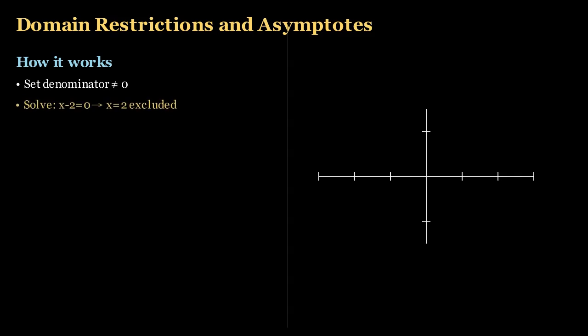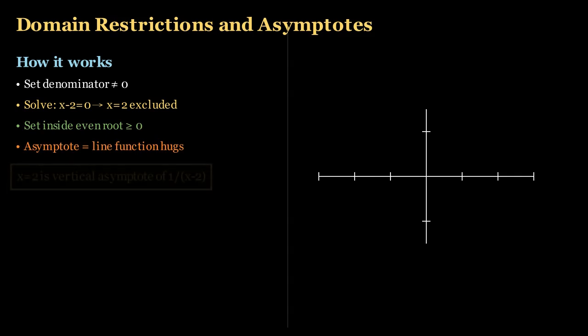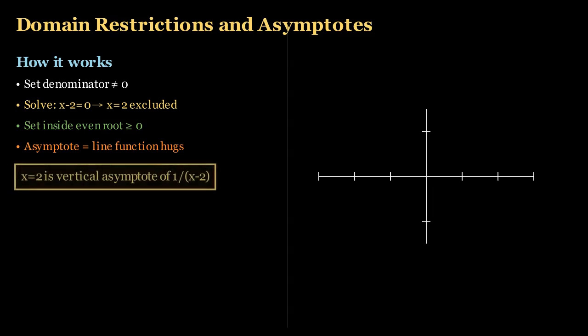Now, what happens to the graph near x equals 2? As x creeps closer to 2 from the right, say 2.001, the denominator becomes a tiny positive number, so the whole fraction becomes a huge positive number, it shoots up. From the left, like 1.999, the denominator is a tiny negative number, so the fraction becomes a huge negative number, it plunges down. The line x equals 2 is a vertical asymptote, a boundary the curve approaches but never touches. The word asymptote comes from Greek meaning not falling together, the curve and the line never meet.